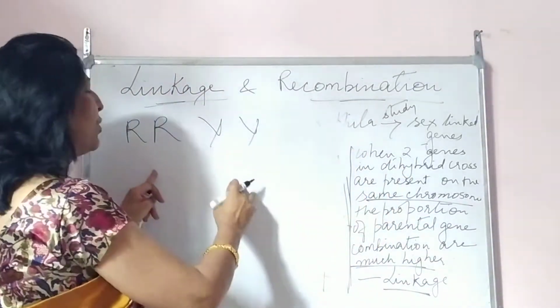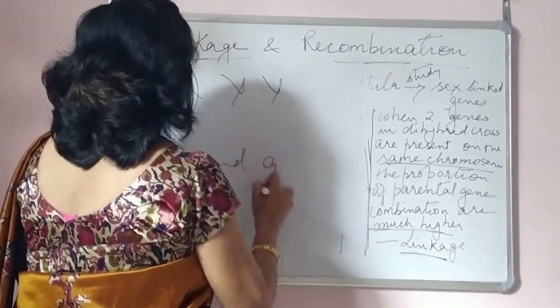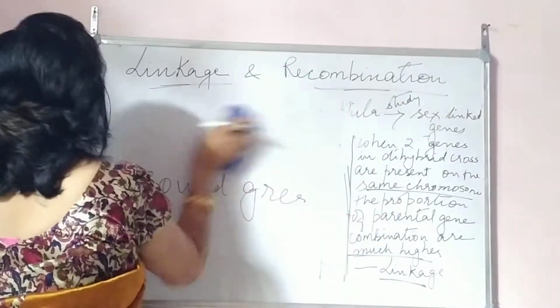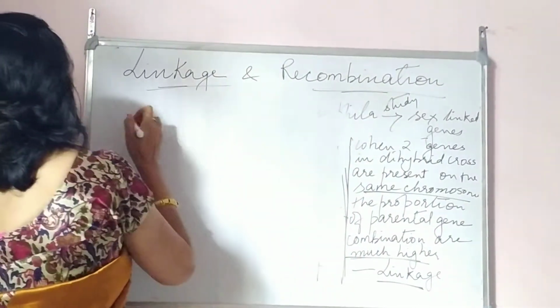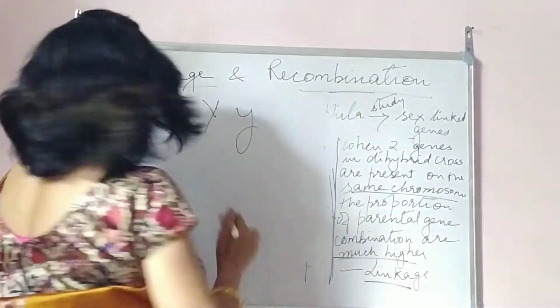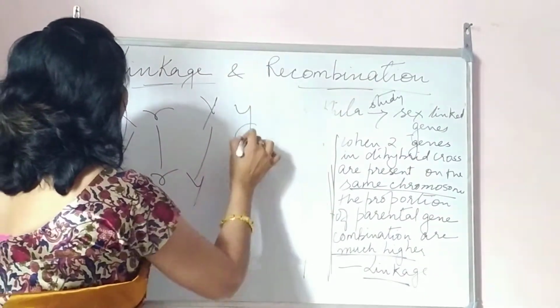There won't be any variation. It won't be like round and green won't be there. Okay, round and green is not there. Suppose your combination is capital R, small r, capital Y and small y. Then segregation will happen, and what will it be? It will be capital R, small r, capital Y and small y.